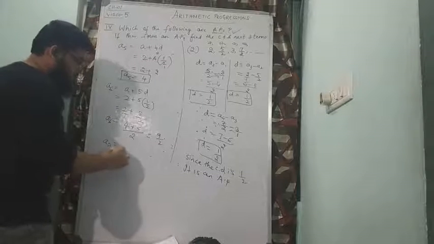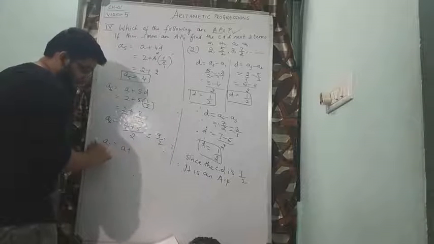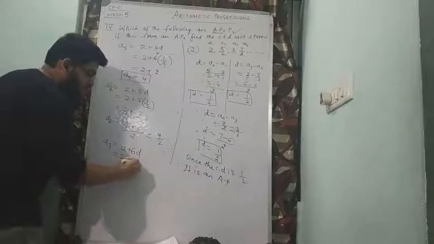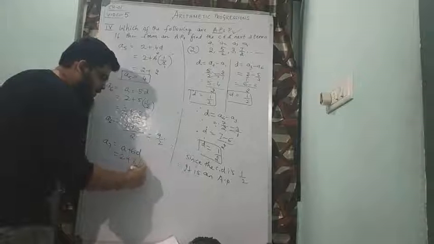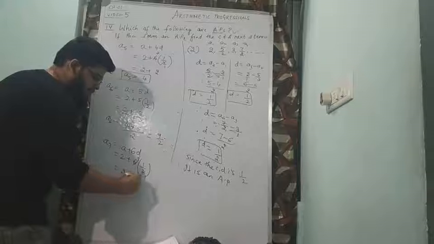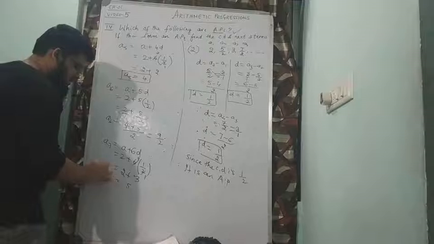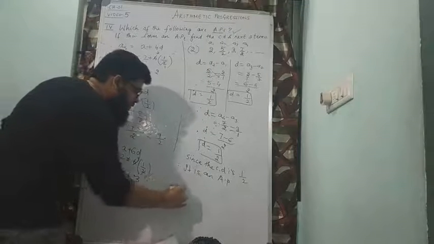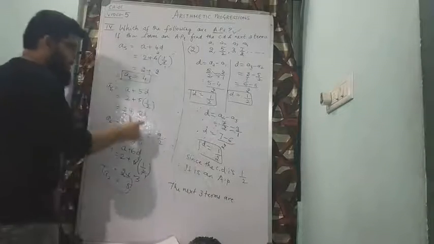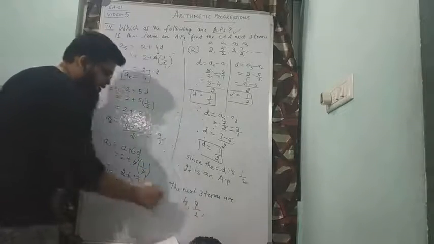Finally, you can find A7 also. A7 is A plus 6D. A is the first term, which is 2 plus 6 into D is the difference 1 by 2. 2 ones are 2, 2 3s are 6. 2 plus 3 ones are 3 and 2 plus 3 is 5. So these are our next three terms. Therefore, the next three terms are 4, 9 by 2 and 5.